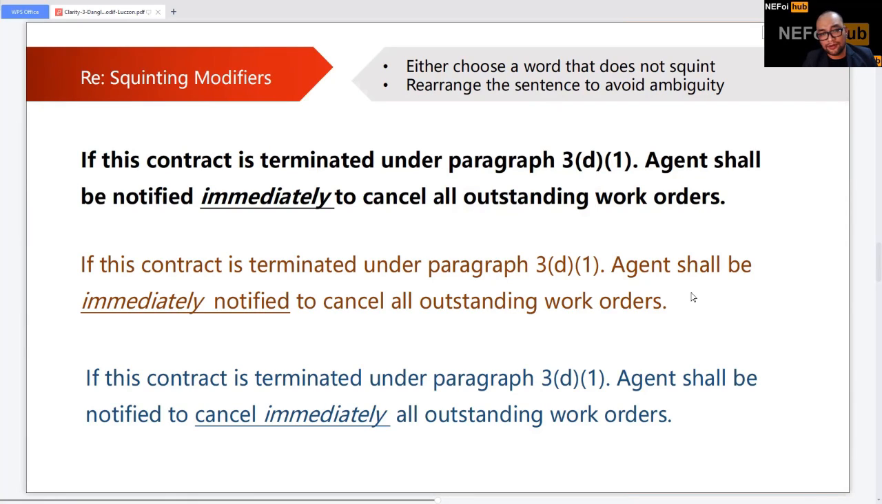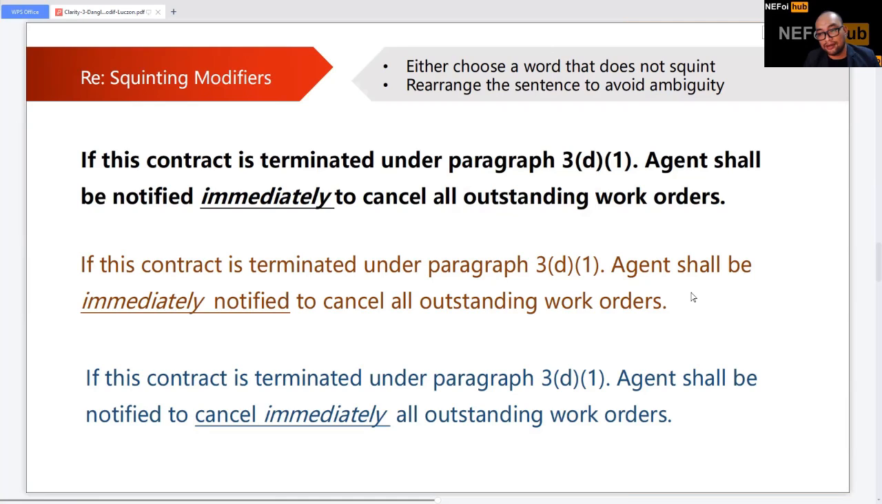So, and also, it suggests that if you have problems with how, or if you are still confused or doubtful on which word you need to modify, you just simply remove it and probably paraphrase it. But in this case, should we use the modifying word immediately? Either we put it before notified or after cancel.